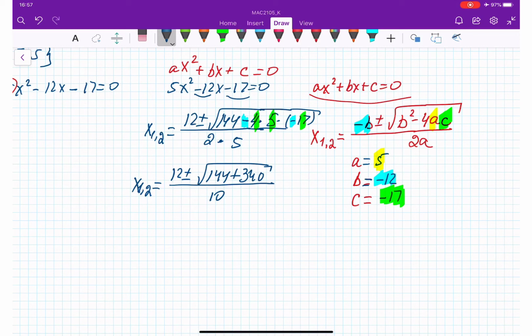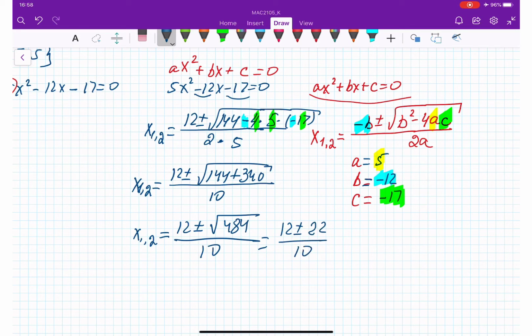Okay, so let me see what we are going to get. x1,2 is equal to 12 plus minus square root of 144 plus 340. It's going to be 484 over 10. And if we take the square root of it, it's going to be 22. 12 plus minus 22 over 10. Okay, from here, x1 is equal to 12 plus 22 divided by 10.